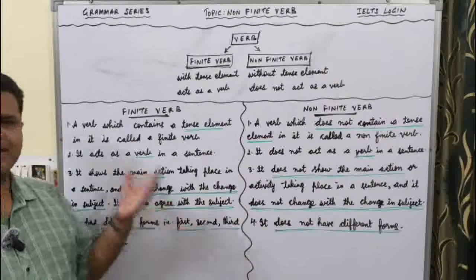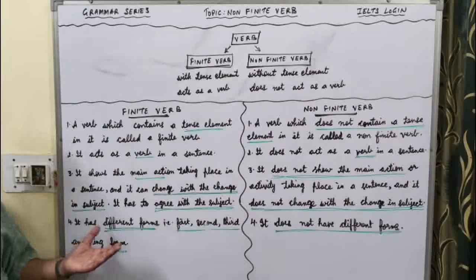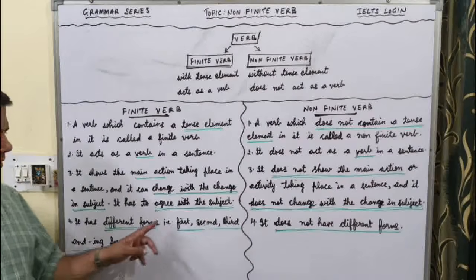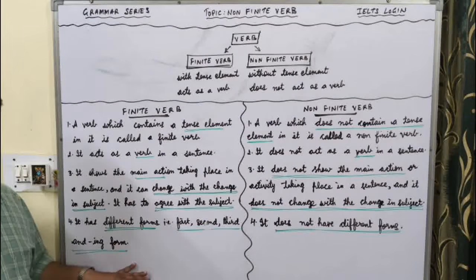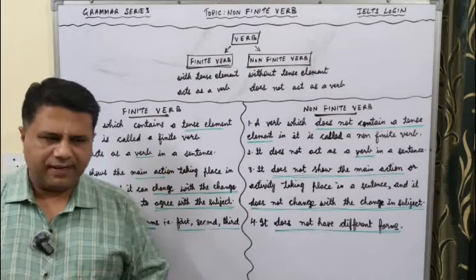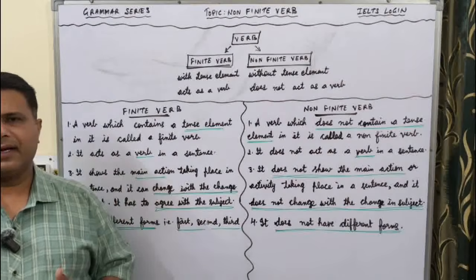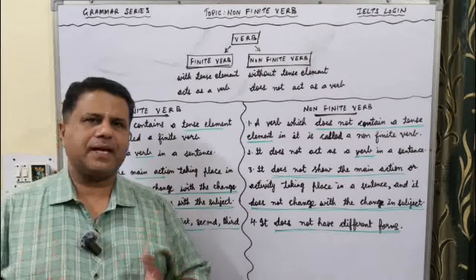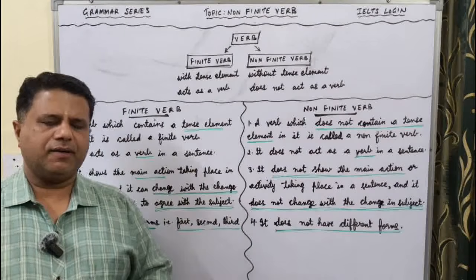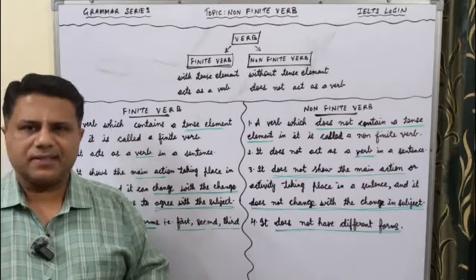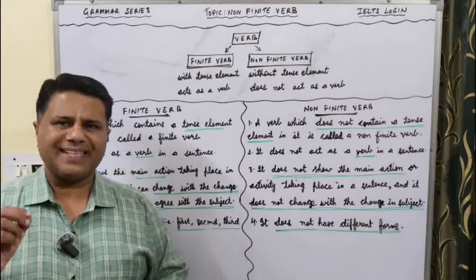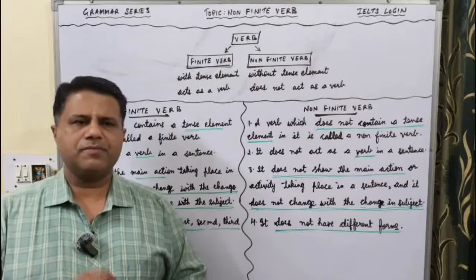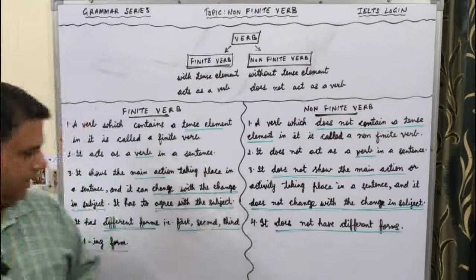Then the next difference, the last difference, the fourth difference: it has different forms. A finite verb has different forms: first form, second form, third form, and ing form. Children, usually when you were small, the teacher used to teach you three types of verbs: first form, second form, third form. But actually a verb has four forms, not three. The ing form is also there. So total four forms of the verb are there.